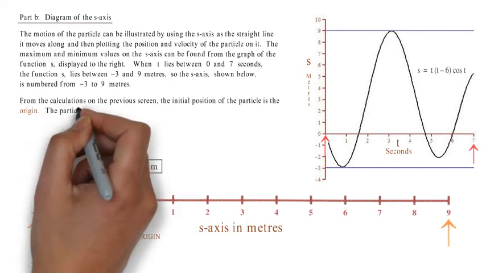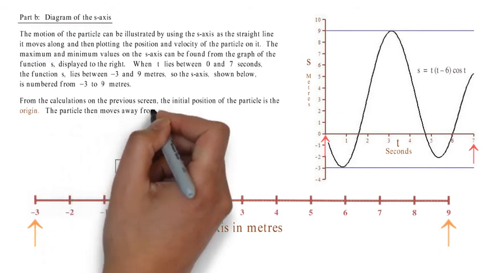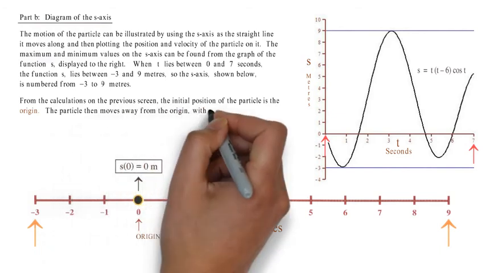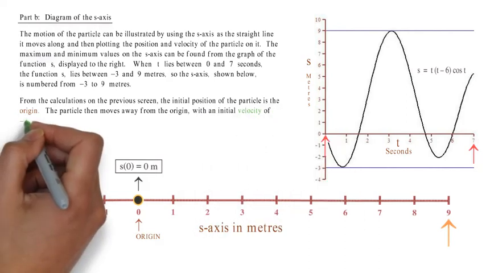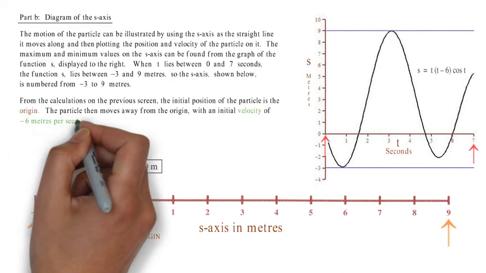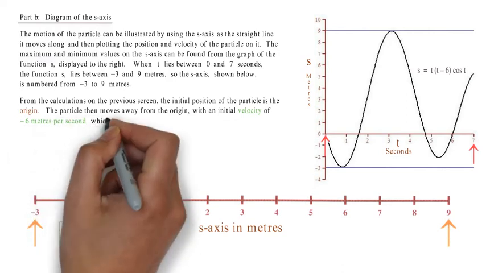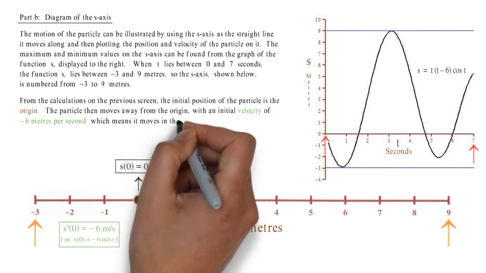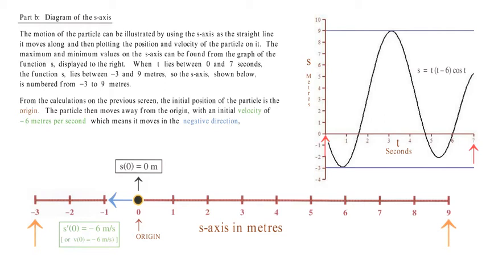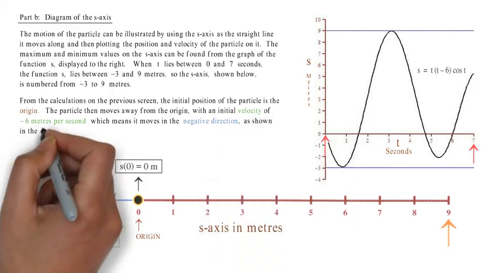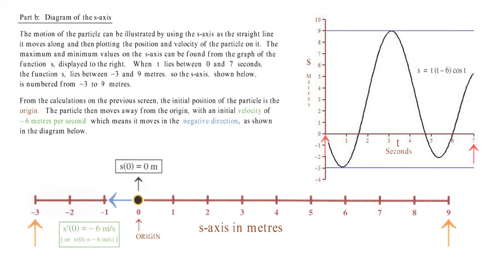The particle then moves away from the origin with an initial velocity of -6 meters per second, which means it moves in the negative direction as shown in the diagram below. To review the above discussion, you should pause this video now.